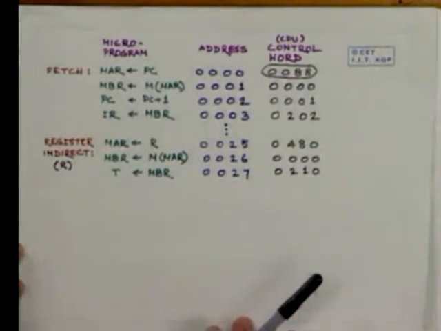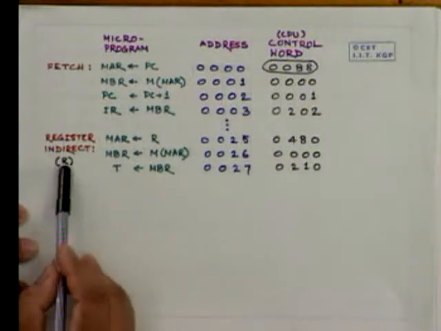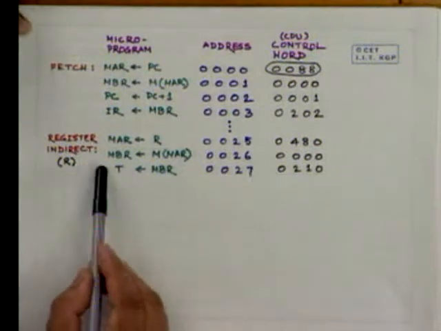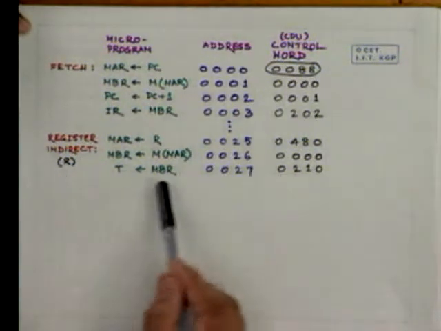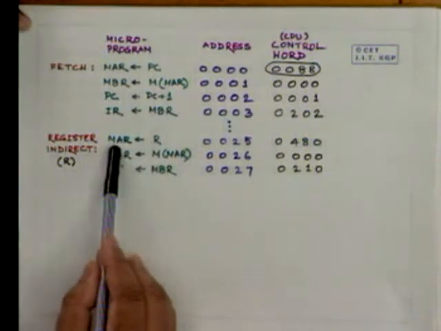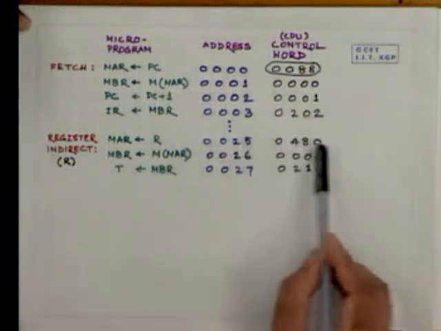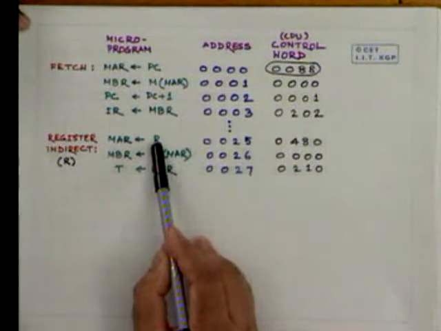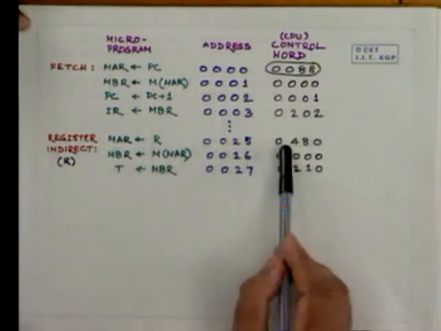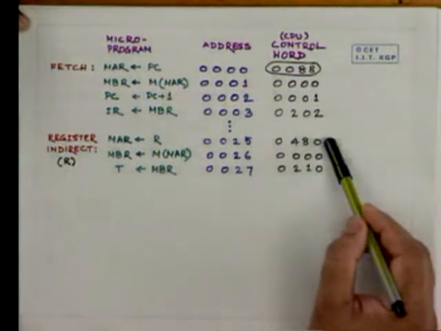Okay. For example, I have said that this is for the fetch. Register indirect addressing, say, where the content of the memory location to be addressed is contained in a register, right? In that case, you see that the micro program transfers the content of R to the memory address register. That is, say the address is 0025 in my control memory, and the content of that memory location 0025 should be 0480 as per the necessity of the control word.